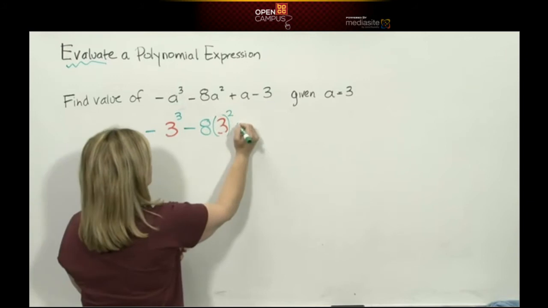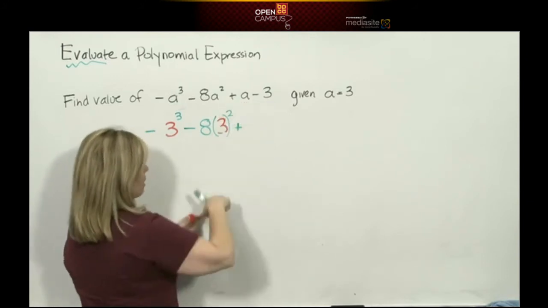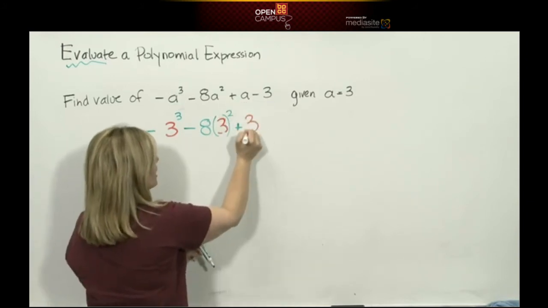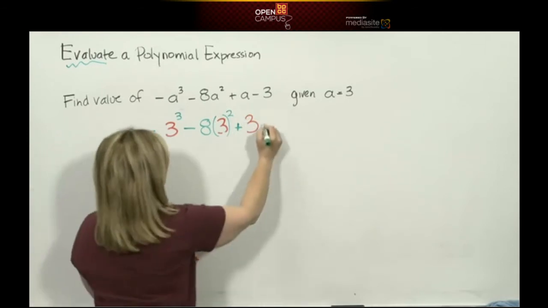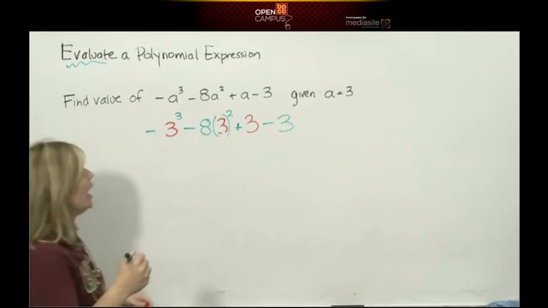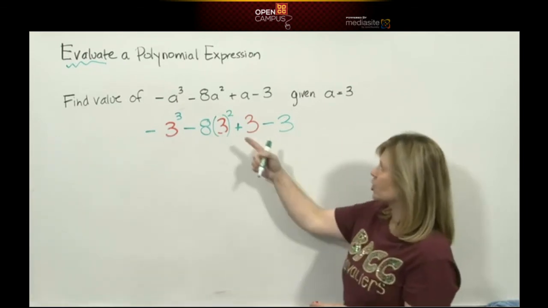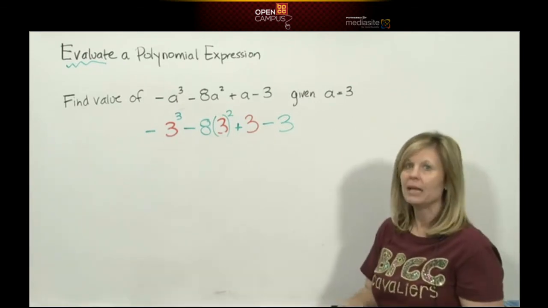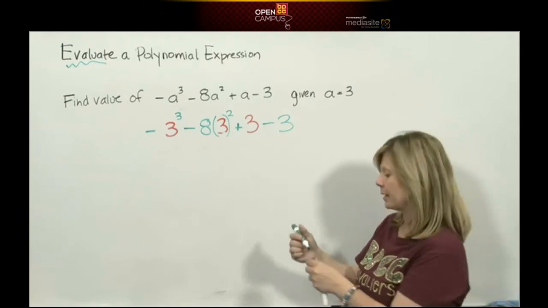Okay, I'm going to bring down the plus. Up, A. What am I replacing A with again? 3. Minus 3. So that's the substitution step. Everywhere there's an A, I exchange it for the number 3. Now I do the calculating.